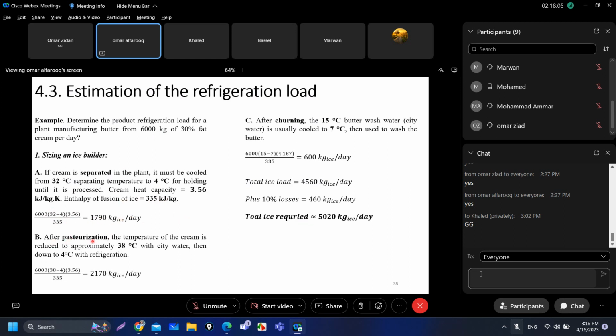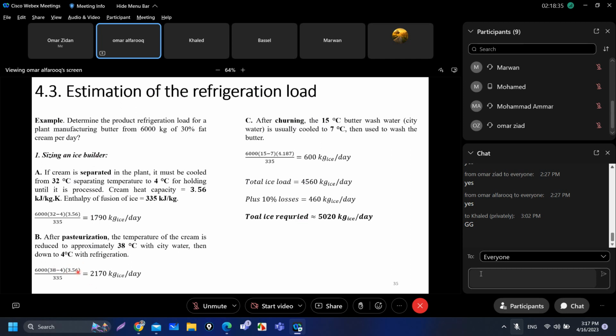Then after pasteurization, the temperature of the cream is reduced by approximately 38 degrees with city water, then down to 4 degrees with refrigeration. The city water part we don't care about. This is water coming from a water plant or whatever. We want to estimate the next stage, which is down to 4 degrees. In this one, we use the icy water coming from the ice builder. So we cool it from 38 to 4.